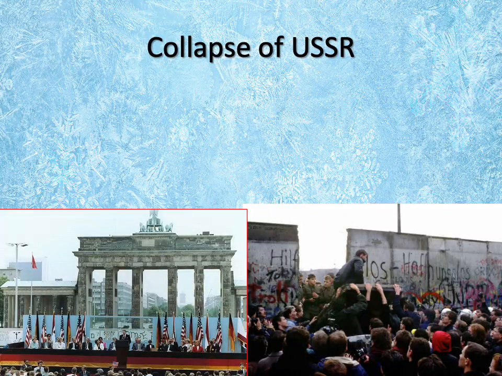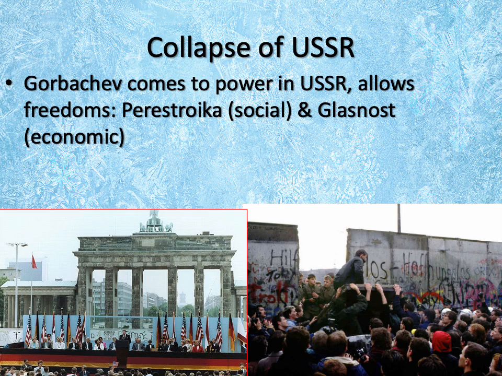So, as we are moving into the 80s and 90s, the Soviet Union starts to show its weaknesses. So, Gorbachev becomes the premier of the Soviet Union. And when he comes to power, he starts to allow some freedoms that had not really been allowed in the Soviet Union before. The first is perestroika. Perestroika are social freedoms, so things like freedom of speech and freedom of the press. The next is glasnost. Glasnost are economic freedom, so allowing some sort of like capitalism coming into some free market.